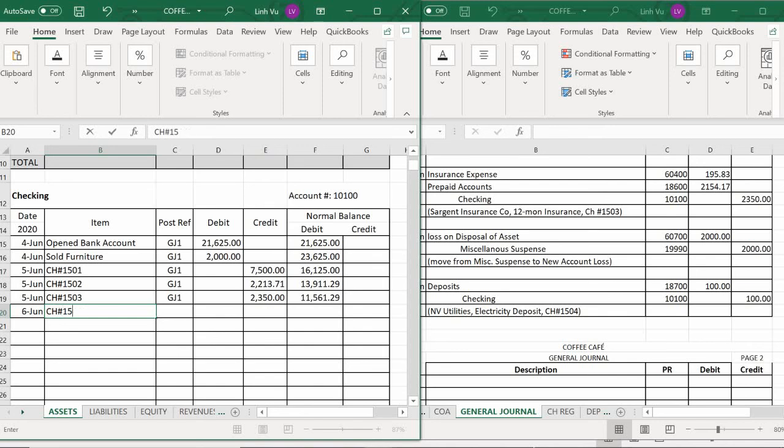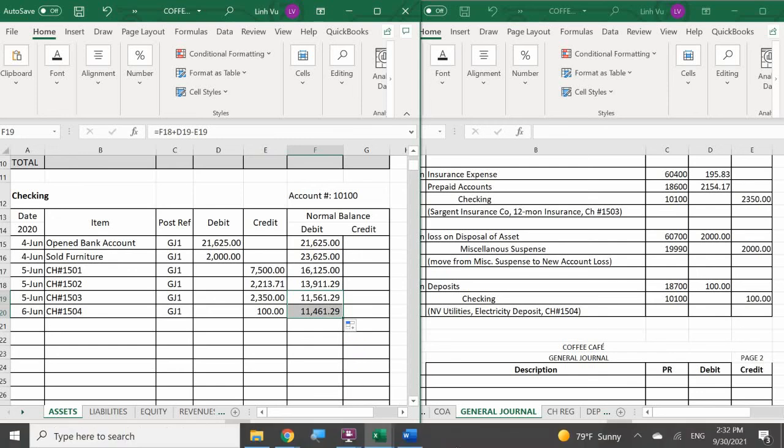Okay. General journal number 1. And this time, we spent another $100. So what's my account balance now? 11,461.29. Good. Okay, let's see what happened next.